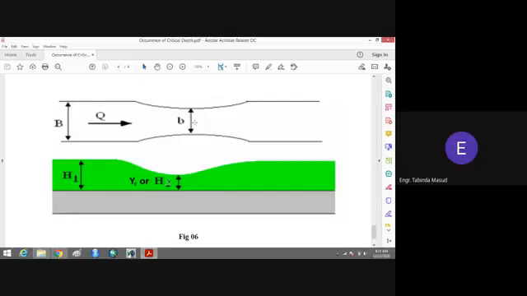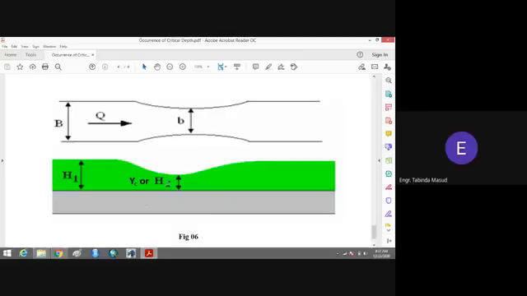The concept is similar to that of the pipe. We know that the smaller the diameter of the pipe, the higher will be the velocity, and the greater the diameter of the pipe, the smaller will be the velocity. So this is the same concept. When you get the small area, then the velocity or the discharge will get higher.